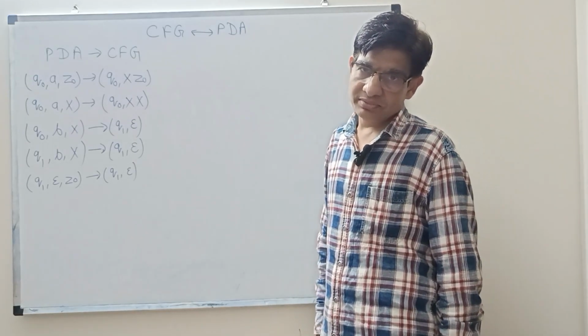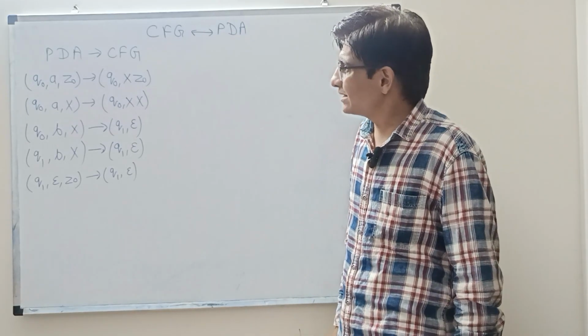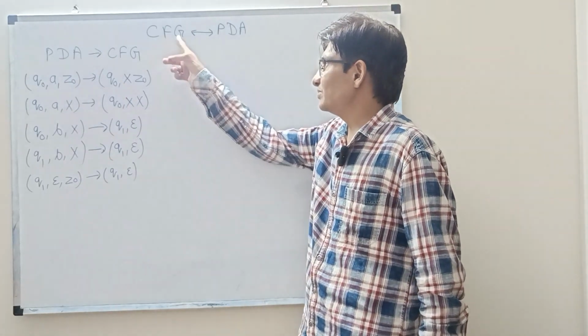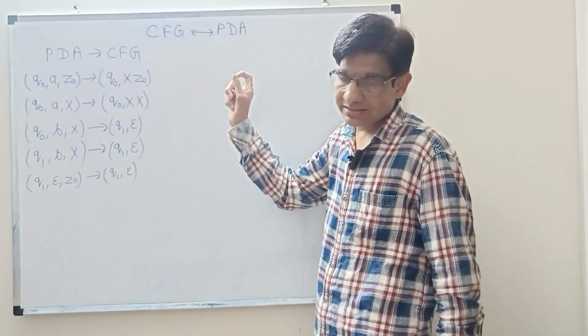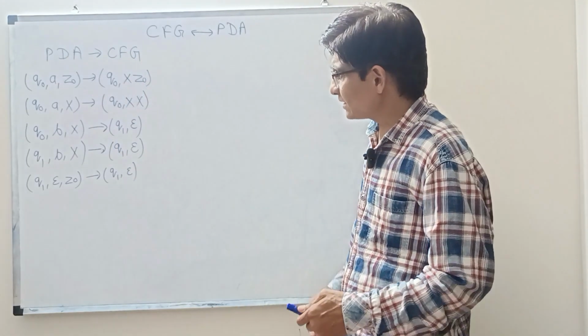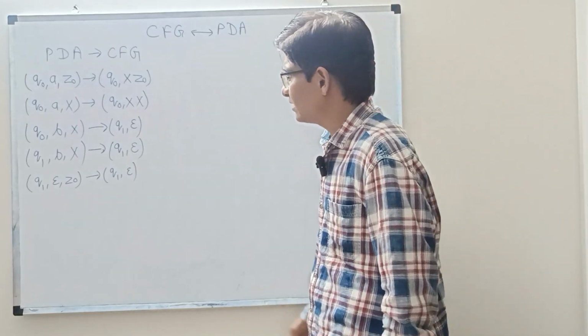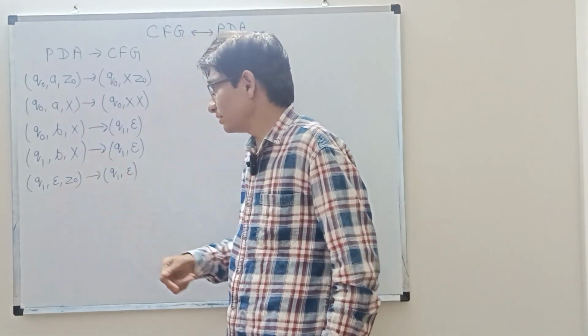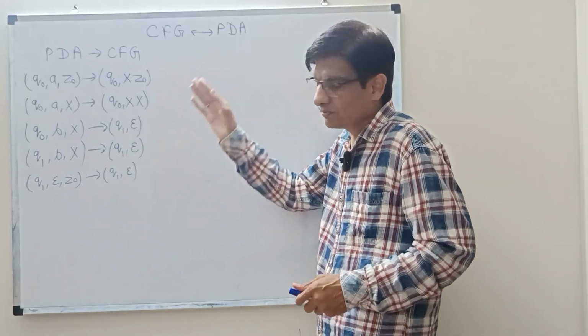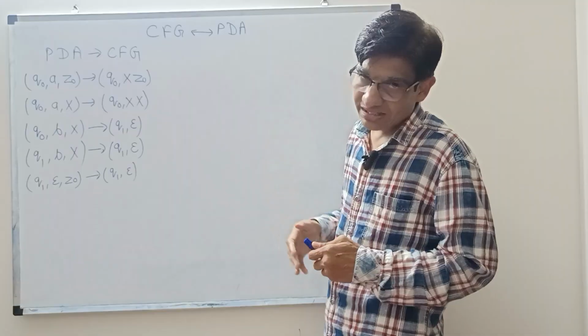So in this video, we will take another conversion which is PDA to CFG. So in the last lecture, we discussed CFG to PDA conversion. Now we will discuss PDA to CFG conversion, the reverse conversion. For this, I have taken one PDA as an example here, and I will tell you how the transitions of the PDA are converted into an equivalent grammar.